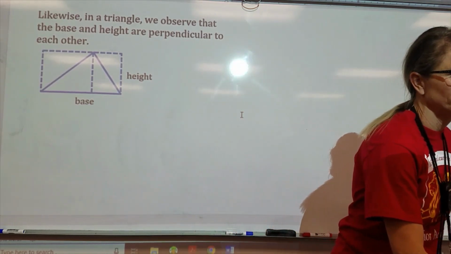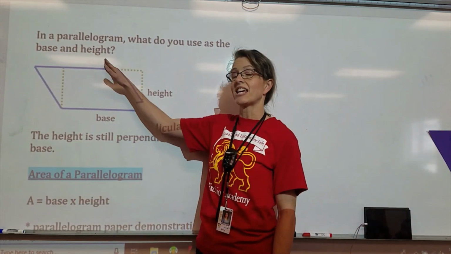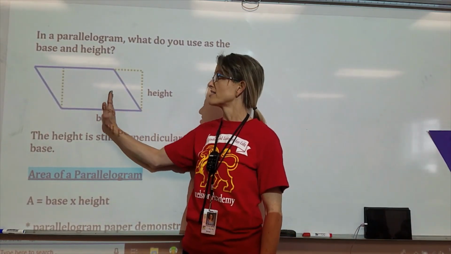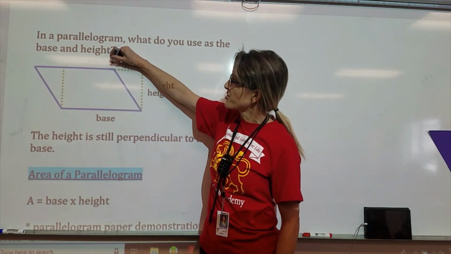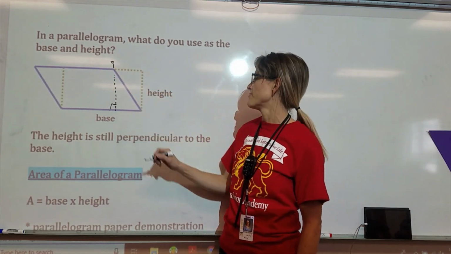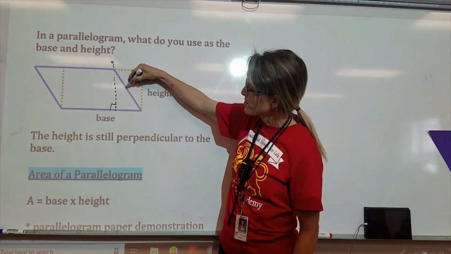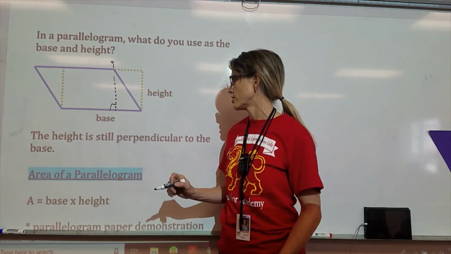Why is that important? Because in a parallelogram, this is not the height of the parallelogram. The height is the vertical height or the perpendicular height. So if you were a person here and you dropped a rock right there, that is your height. So be careful. Don't use the diagonal slant length right there as your height. And this is the base is regular.